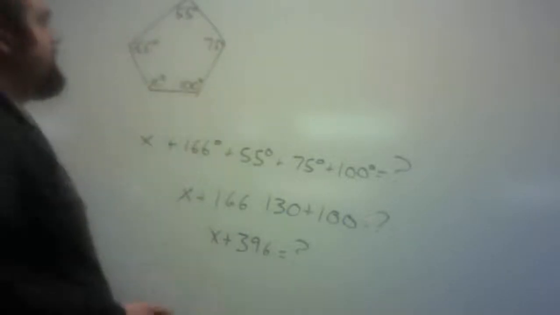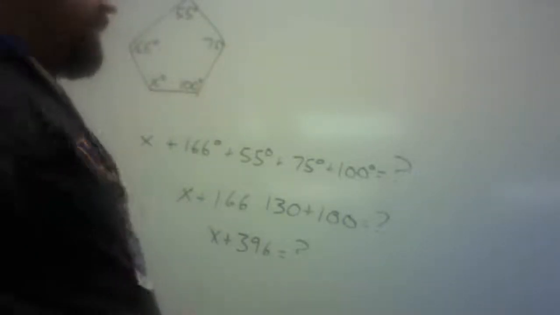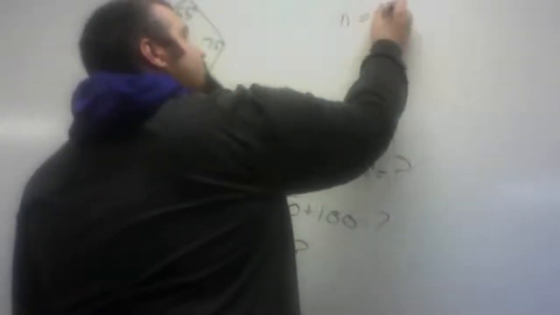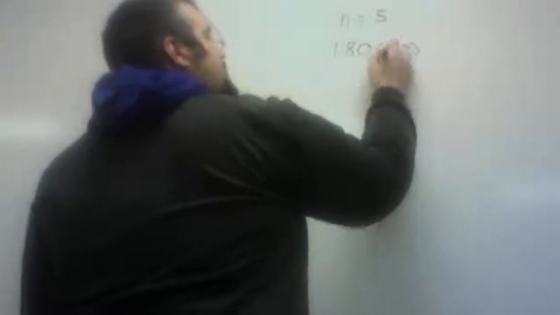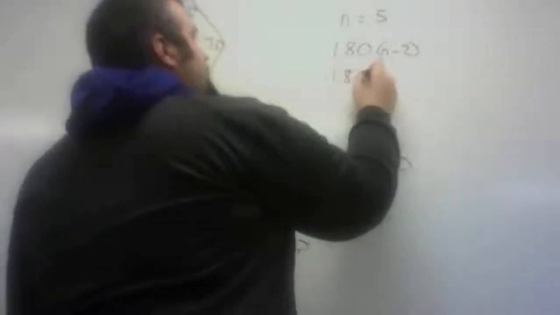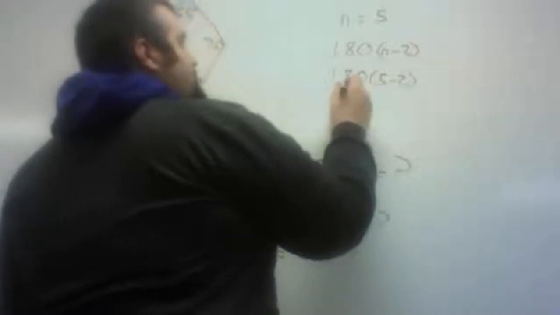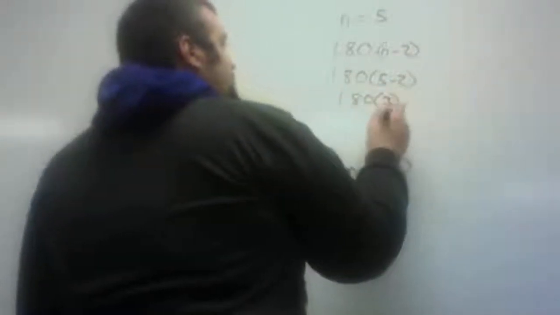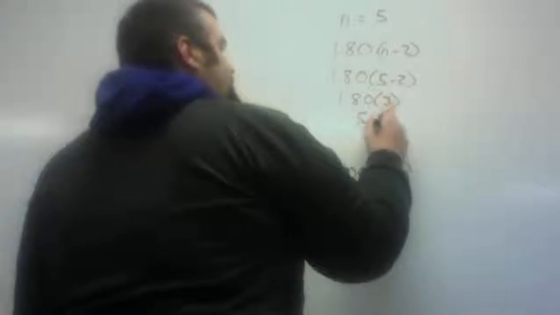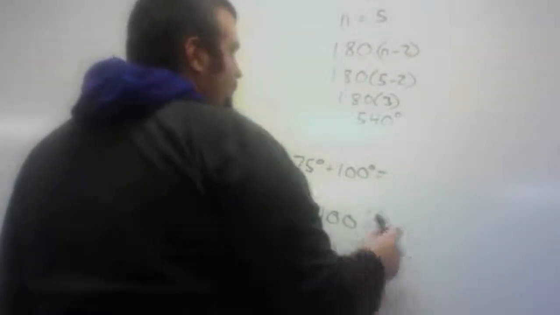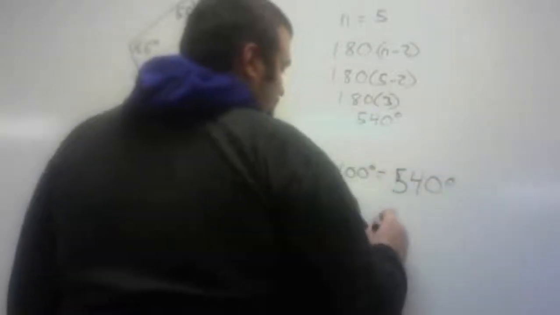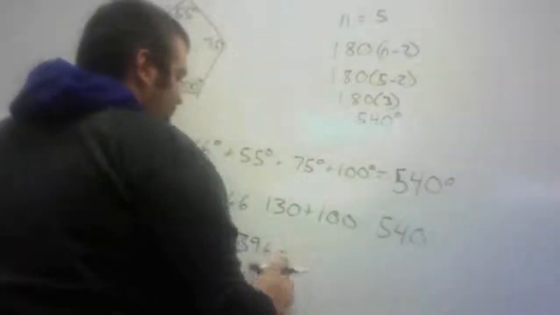So what does the sum of the angles of a pentagon add up to be? Well, for a pentagon, n is 5. If I did 180 times n minus 2, well, that's saying 180 times 5 minus 2, which is 180 times 3, which is 540. That's what all the angles of the triangle add up to be. Not the triangle, my bad. All the angles of the pentagon add up to be. So when I add them all together, I should get 540.